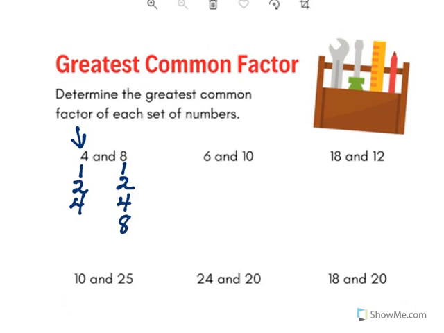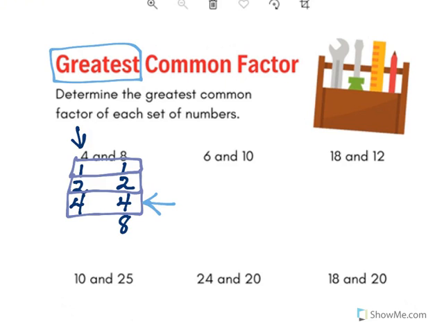So then we just look at them and find out what is in common. Well, I see that the 1s are in common. I see that the 2s are in common. And I also see that the 4s are in common. Okay, but we are working for the greatest. Okay, so the greatest common factor, or the GCF, is 4 for 8 and 4.